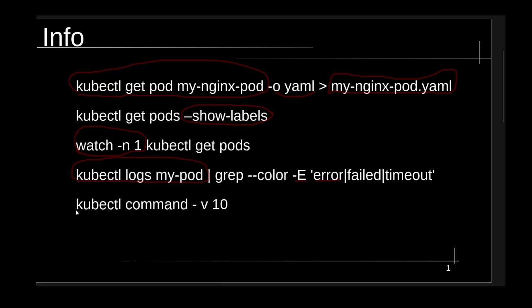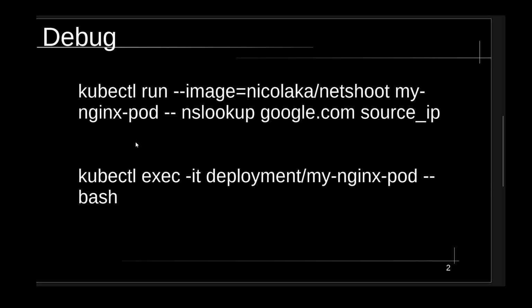And last but not least is kubectl, and then a specific command, and then we can append to it -v from 0 to 10, and that sets the verbosity level, which is useful if you want to particularly track and debug certain circumstances. Let's see now some useful commands when we are trying to debug a particular application or network connectivity.